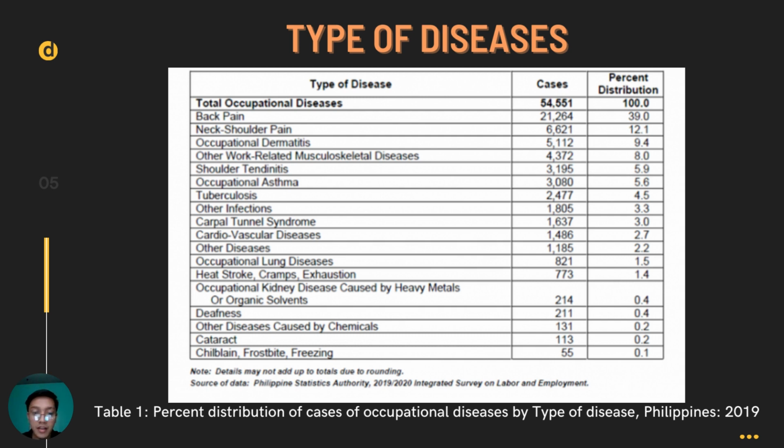Before we familiarize ourselves with the definition of OSH, here I'll show you first the percent distribution of cases of occupational diseases by type of disease in the Philippines in the year 2019. With the total occupational disease cases of 54,551, the leading cause is back pain, under the ergonomic hazards, with a total of 21,264 cases, followed by neck and shoulder pain with a total of 6,621, occupational dermatitis with 5,112 cases, and below that are also relevant cases of occupational diseases in terms of their types.